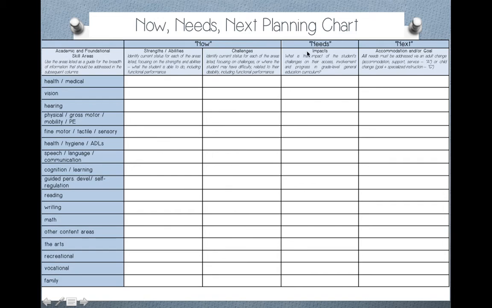We're going to specify what the impact is of the challenges and indicate when they result in an educational need. We will then identify a range of accommodations and modifications to help support that. And then lastly, we're going to determine goals. So if you think about the terminology from your IEP, the Now Needs Next covers all of that.